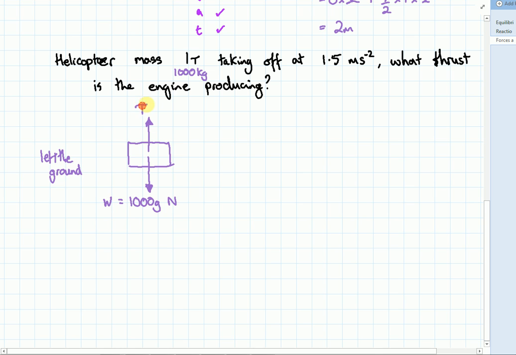T is thrust in this case. And we've got motion happening. So because of the motion, we've got an acceleration upwards of 1.5 meters per second squared. And we need to form an equation that would actually make this work. But the 1.5 meters per second squared is our acceleration, and mass times acceleration, MA, is my resultant force.